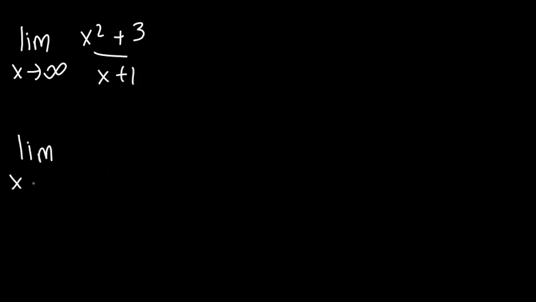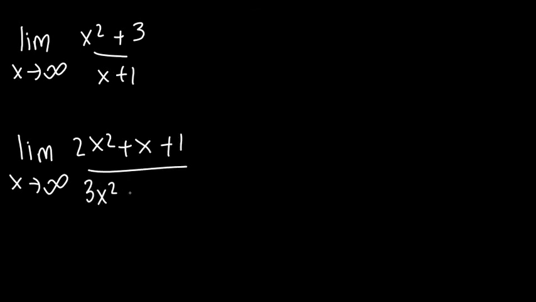Okay, so the limit as x approaches infinity of, say, (x squared plus 3) over (x plus 1). And I'll write two more. The limit as x approaches infinity of (2x squared plus x plus 1) over (3x squared minus x plus 2).